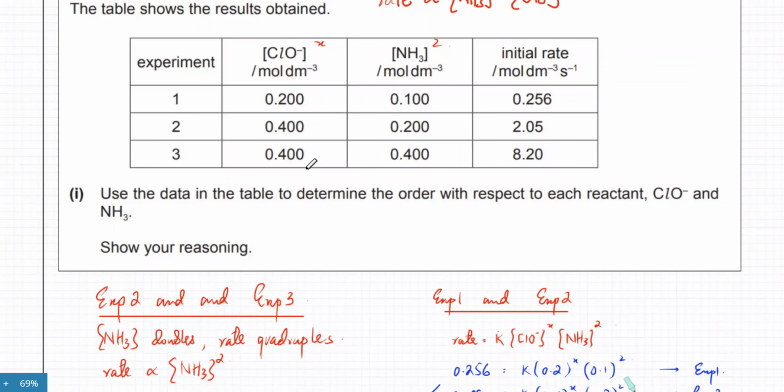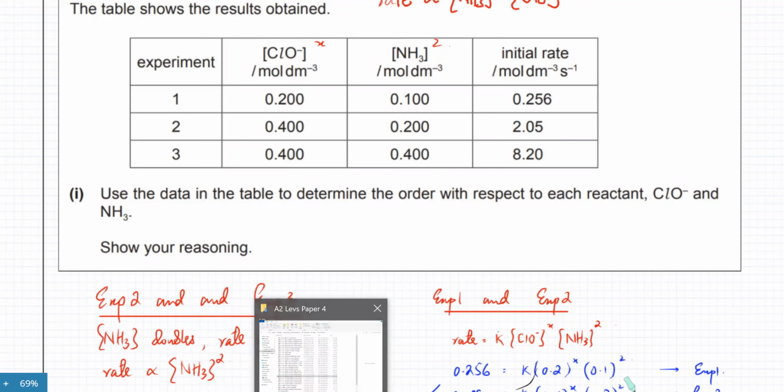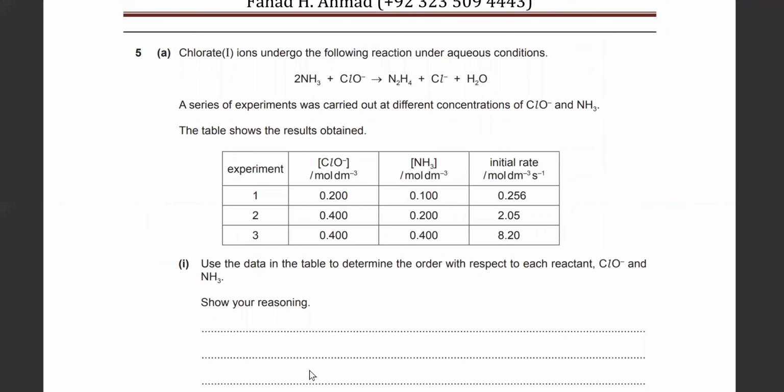But that was not the case for ClO minus 1. You wanted to change ClO minus 1, but the other one was also changing, so that messed things up. You had to solve this simultaneously. So we're going to do some more questions. That's about it for this one, so we'll just practice more questions.